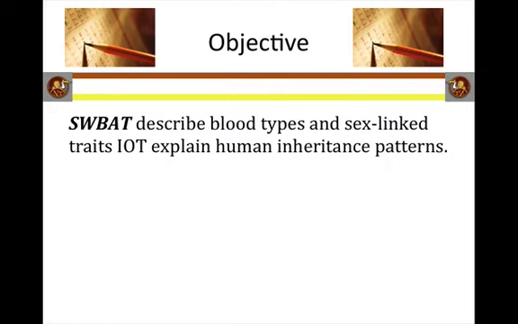The objective. Students will be able to describe blood types and sex-linked traits in order to explain human inheritance patterns. Now, in class, we have touched on some of the things we know about blood types and sex-linked traits. In B Day, we've had a lot more practice on blood types and sex-linked traits. In A Day, not so much, but both classes can definitely benefit from having some good notes and a good explanation on what we've been doing so far.